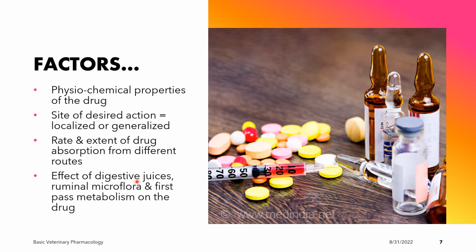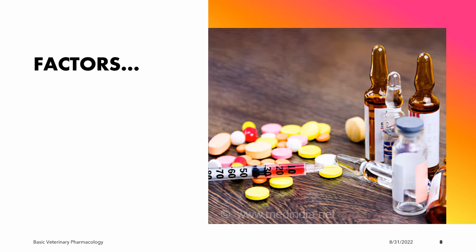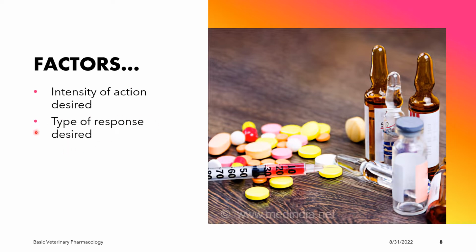We also have the effect of the digestive juices, the ruminal microflora, and the first pass metabolism on the drug. We also have the intensity of the action desired, the type of response desired. This is important. For example, in emergency cases, the response desired is immediate. We also have the accuracy of the dosage required.